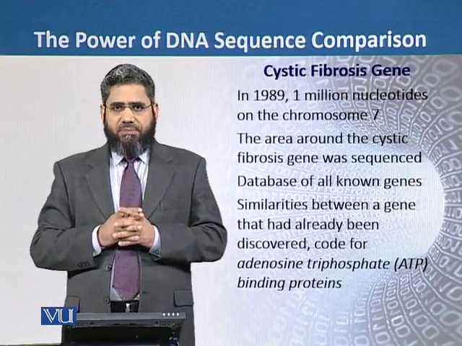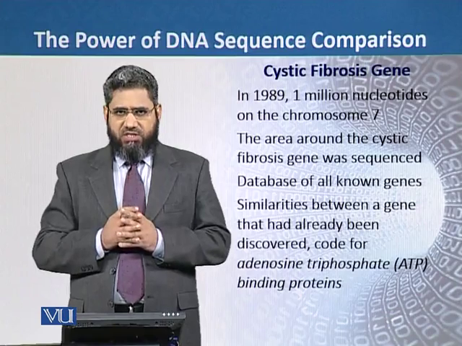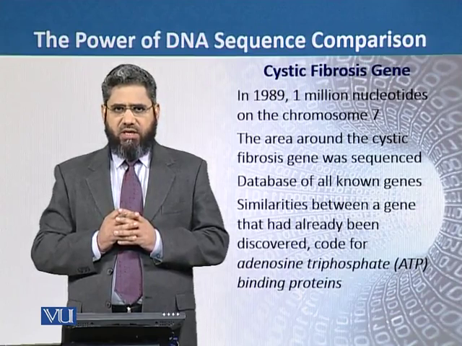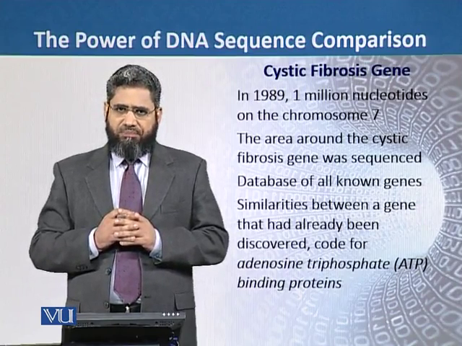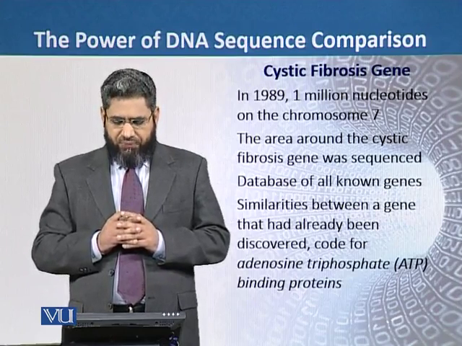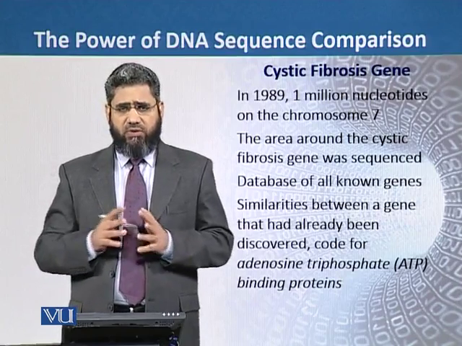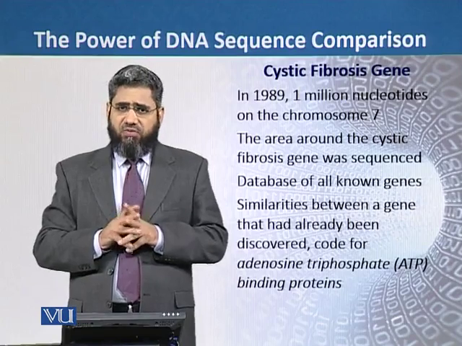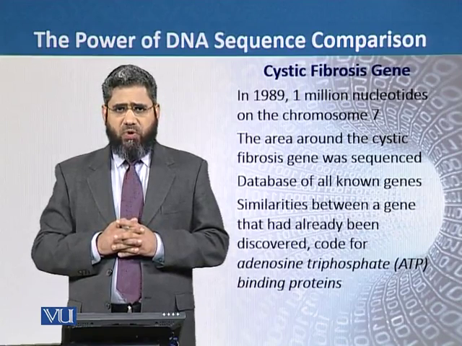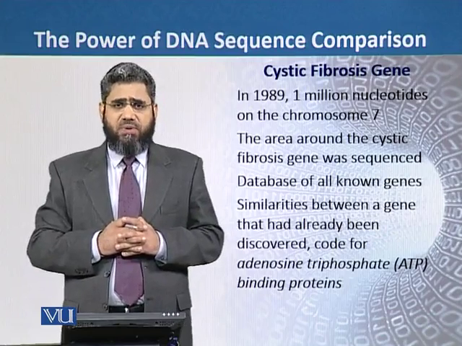In 1989, it was pointed out that the gene of cystic fibrosis might be present on chromosome number 7 in the human genome. The location was narrowed down to 1 million nucleotides. Still, after narrowing down the location of the gene, it could not be pointed out at a specific location. So the same strategy was applied.